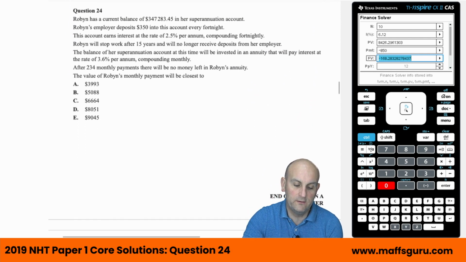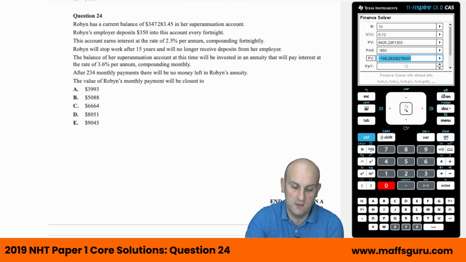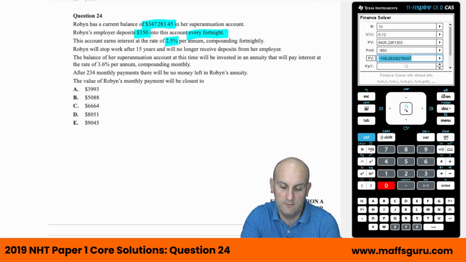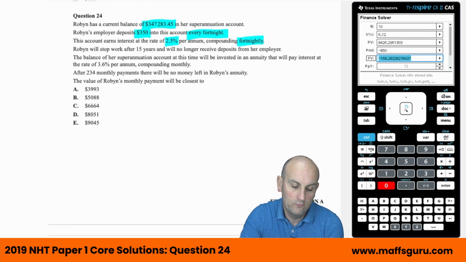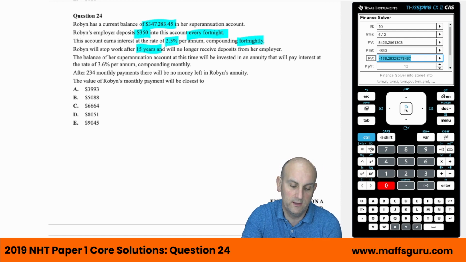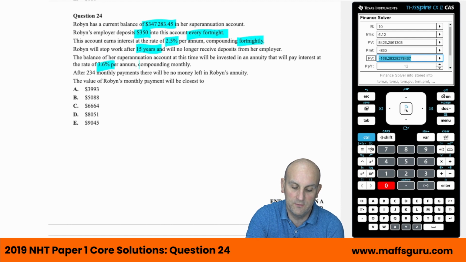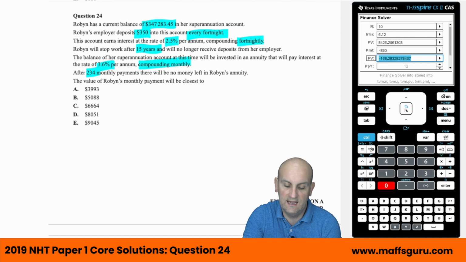Robin has a current balance of that in her superannuation account. Her deposit's $350 in the account every fortnight. Cool, lots of language here. So there's my principal value. Deposits every fortnight. The account earns interest at 2.5% per annum, compounding fortnightly. Robin will stop work after 15 years and will no longer receive deposits from her employer. The balance of the superannuation account at this time will be invested in an annuity, so we've got another change of conditions. They'll pay interest at a rate of 3.6% per annum, but this time compounding monthly. After 234 monthly payments, there will be no money left in Robin's annuity. The value of Robin's monthly payment will be closest to.